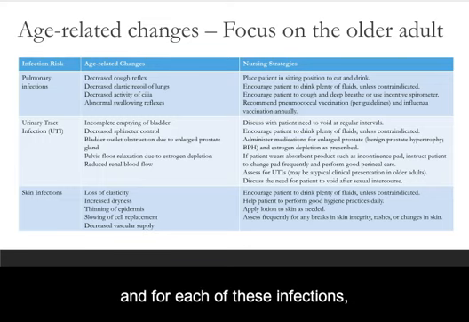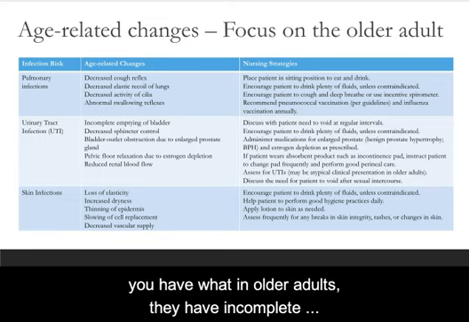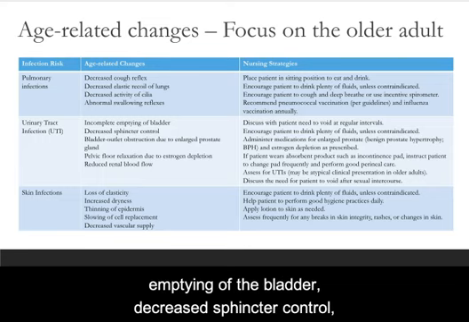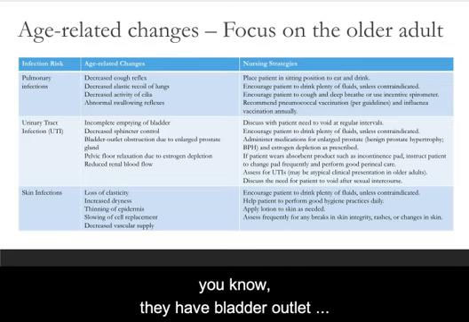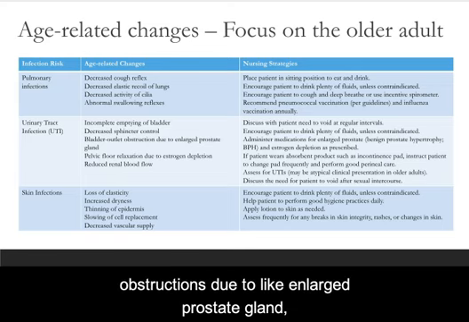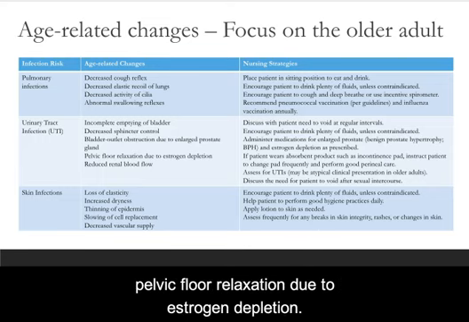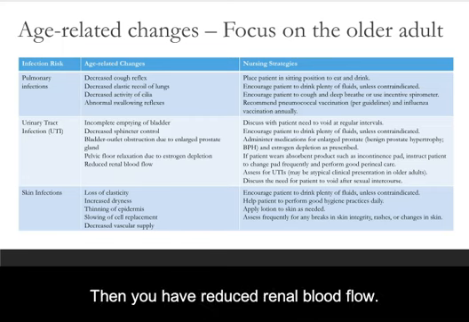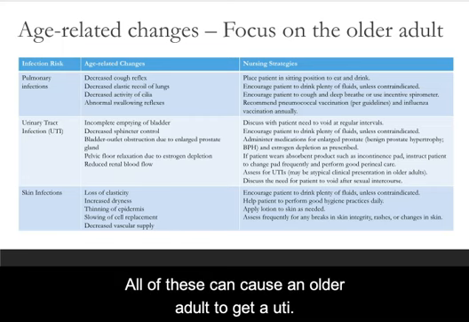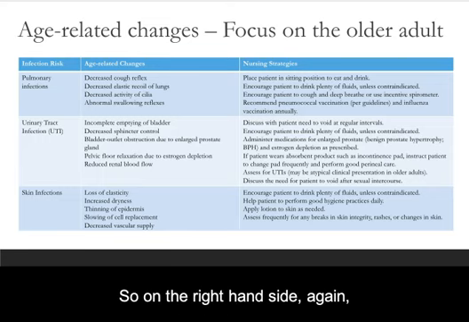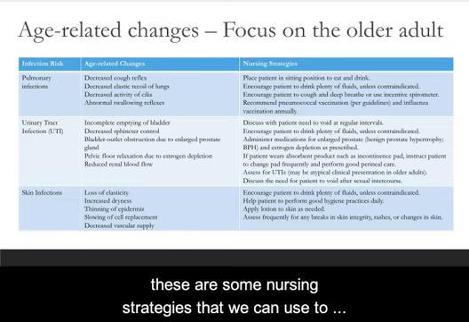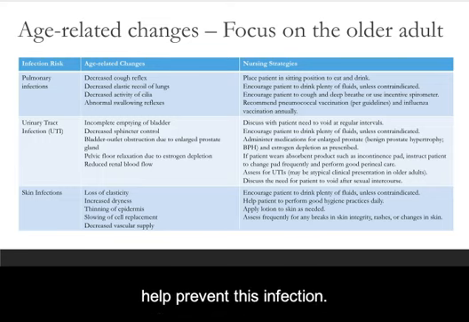And for each of these infections, for example, for UTI, in older adults, they have incomplete emptying of the bladder, decreased sphincter control. They have bladder outlet obstructions due to like enlarged prostate gland, pelvic floor relaxation due to estrogen depletion. Then you have reduced renal blood flow. All of these can cause an older adult to get a UTI. So on the right hand side, again, these are some nursing strategies that we can use to help prevent this infection. Then we have skin infections.